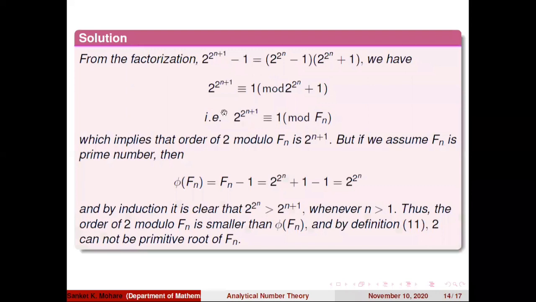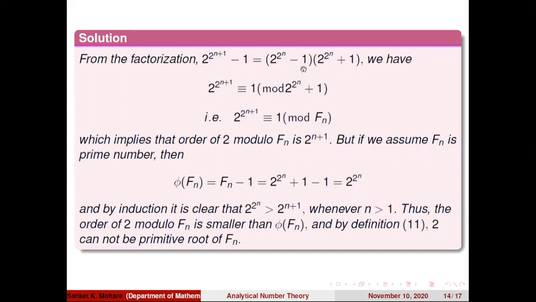So let's have the proof. Now here we factorize. From the factorization of this number, 2 to the power 2^(n+1) minus 1, this quantity can be factorized as (2 to the power 2^n minus 1) into (2 to the power 2^n plus 1). This implies what? This implies 2 to the power 2^(n+1) minus 1 is divisible by 2 to the power 2^n plus 1. Okay. So this quantity is equal to the product of this. This implies 2 to the power 2^n plus 1 divides this quantity.